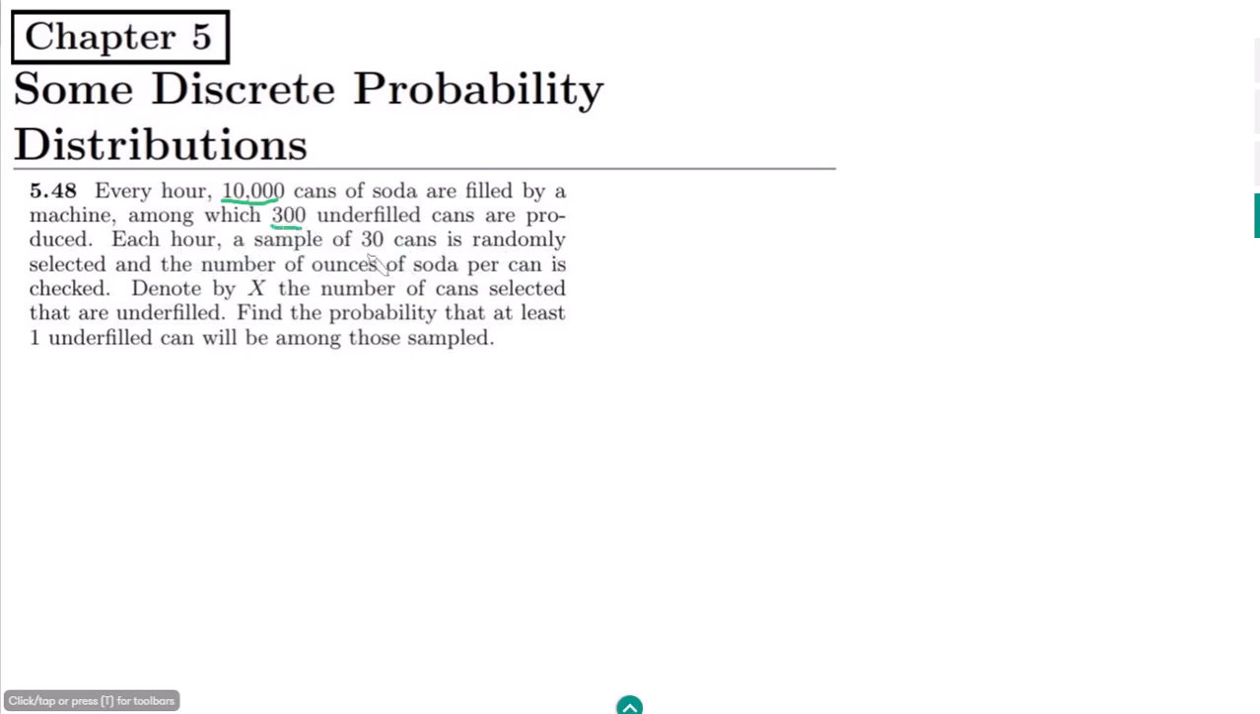Each hour a sample of 30 cans is randomly selected and the number of ounces of soda per can is checked. Denote by X the number of cans selected that are underfilled. We have to find the probability that at least one underfilled can will be among those sampled.